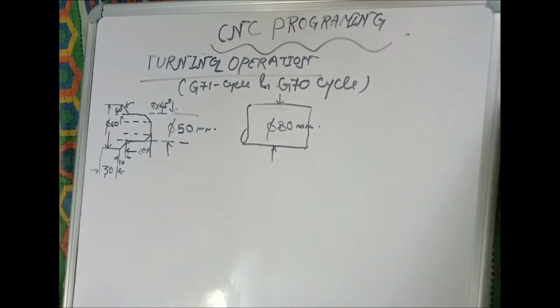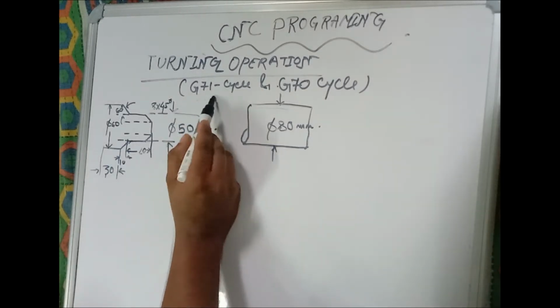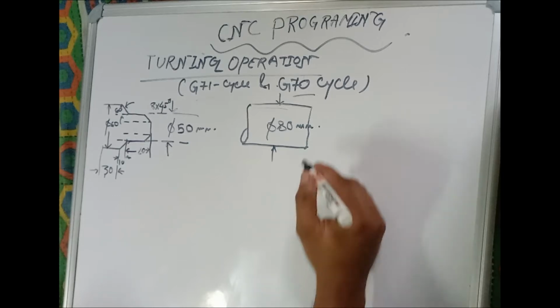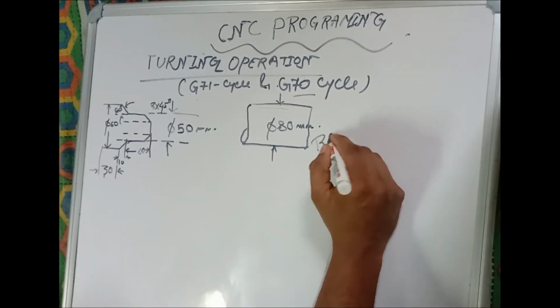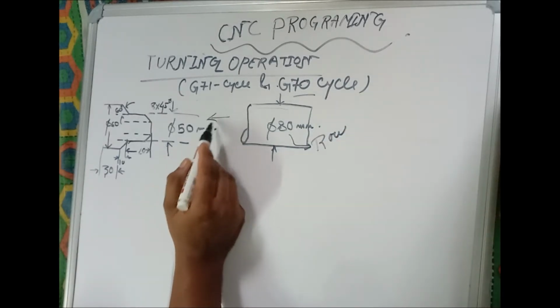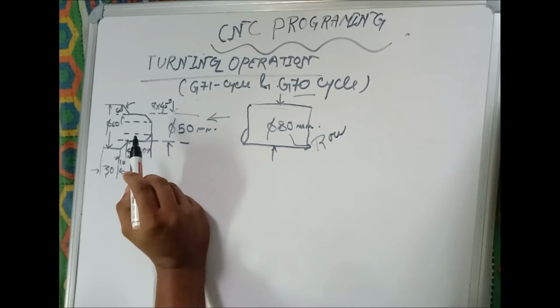Good evening, friends. Today I will discuss CNC programming, and our topic is turning operation. In this video, I will discuss the G71 cycle and G70 cycle, which are related to turning operation. Suppose we have a raw material of 80 diameter, and this is our final product after CNC machining.